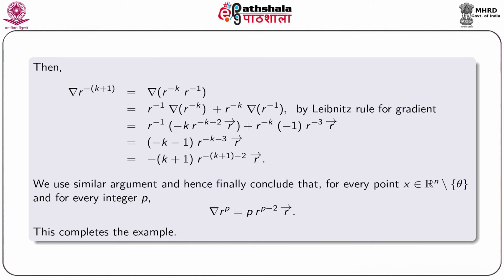So, we use similar argument and hence finally, we conclude that for every point x in R^n different from the origin and for every integer p, the gradient of r to the power p equals p times r to the power p minus 2 vector r. Hence, the proposition is proved.